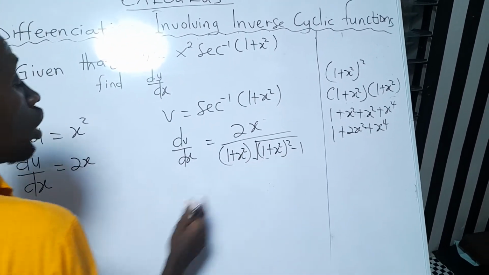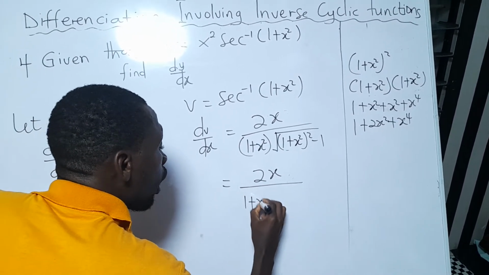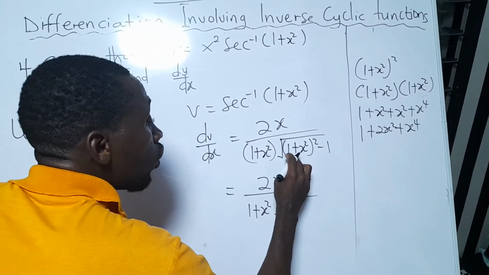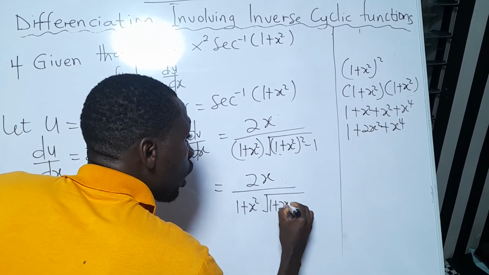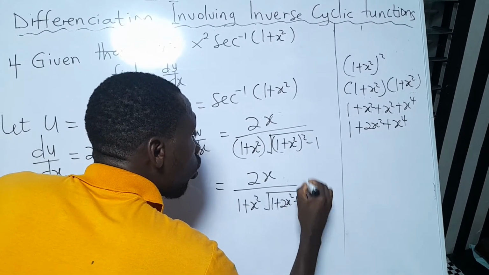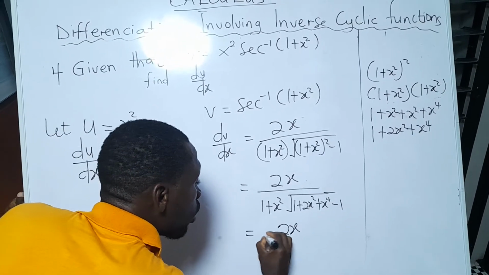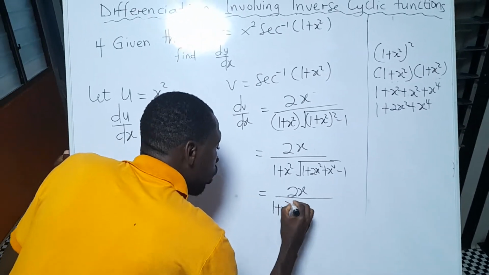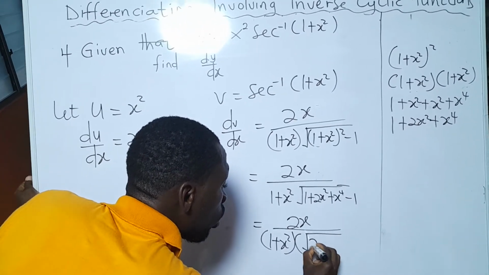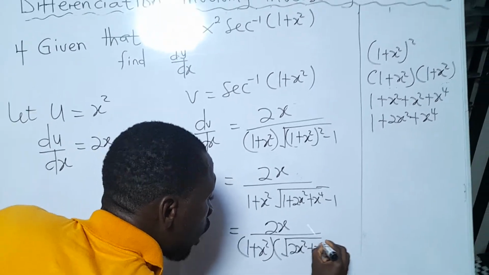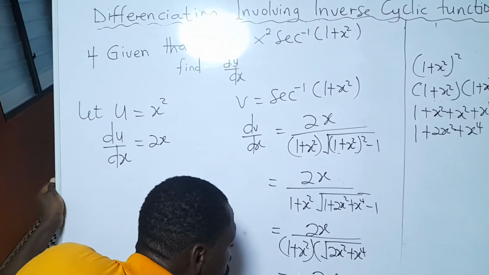So we can substitute there. We'll have 2x over 1 plus x squared, the square root of, in place of 1 plus x squared all squared, we'll put 1 plus 2x squared plus x exponent 4, then minus our 1. Let's polish that further. We have 2x all over 1 plus x squared. Then 1 minus 1 will be 0. We'll be left with the square root of 2x squared plus x exponent 4. We can polish it further to get 2x all over 1 plus x squared.